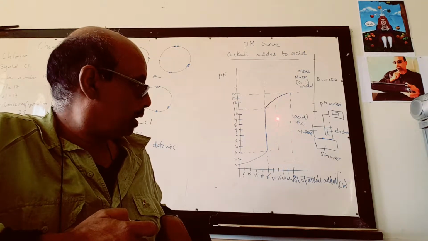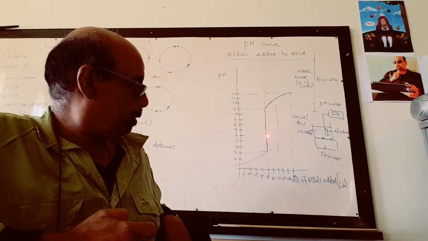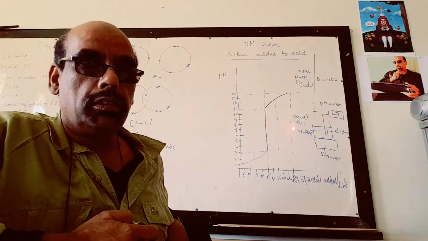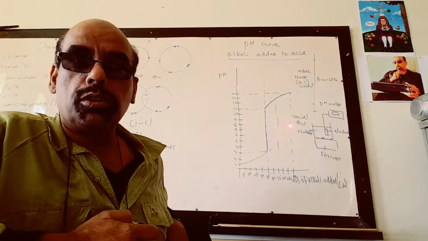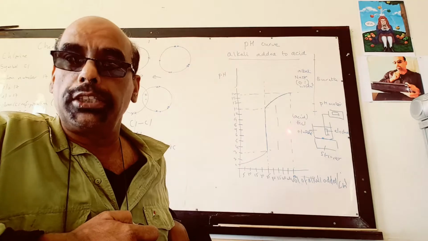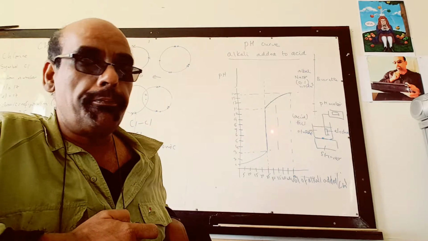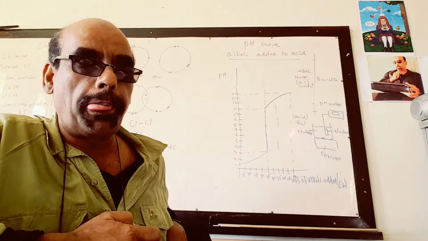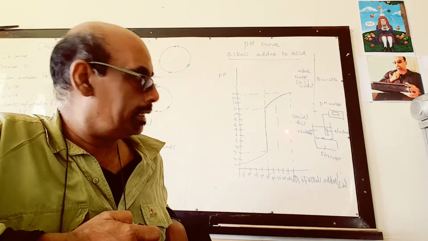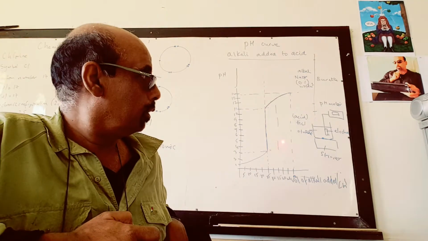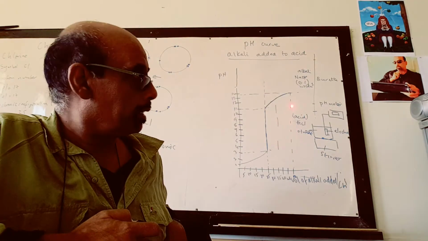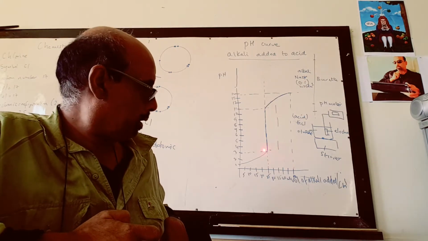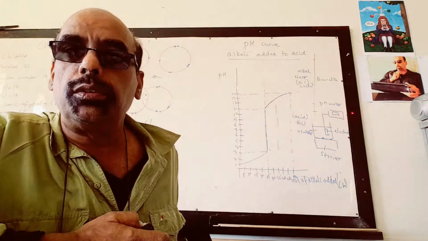The ranges which are parallel to the vertical axis, along the vertical axis, are indicators which are suitable for the titration. So we have here an analysis of a pH curve obtained from a strong acid and a strong alkali, by adding a strong alkali to a strong acid. This is a curve, and the curve is known as the pH curve.